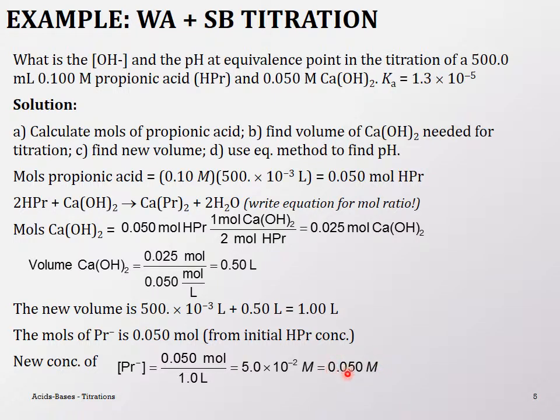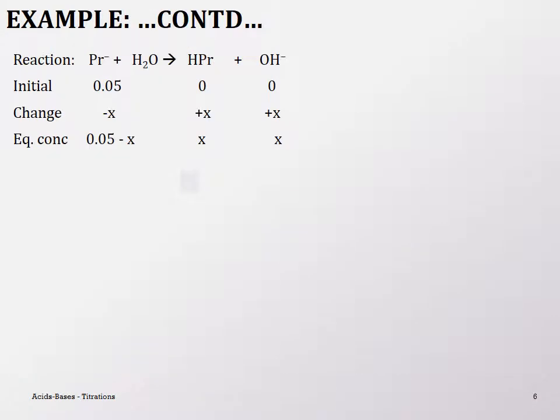This is the concentration that we will use for the propionate ions. Now for the ICE method, carrying on from the previous slide where we calculated the concentration of the propionate ion, this is going to be our reaction since we are setting up for the ICE method. The propionate ion, which was formed from the propionic acid, is the conjugate base for it.